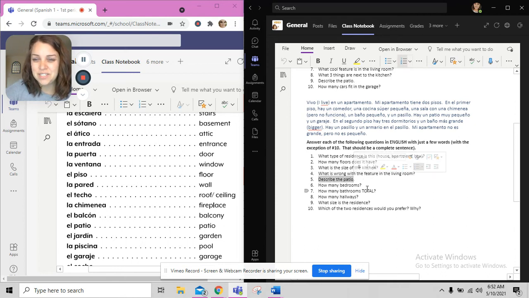Number 5 says describe the patio. Okay. So find the word for patio, which is patio. All right. So we have patio, and then we have the descriptor right here. Muy pequeño, not super pequeña, but muy pequeño. Okay. Remember, in this case, muy means very.